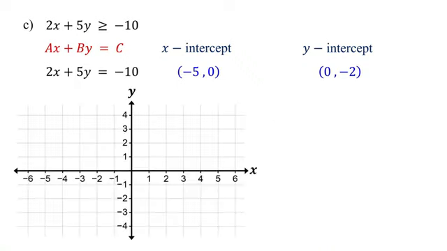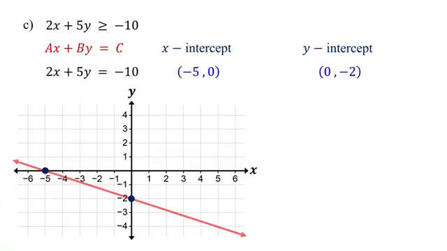Now plot the intercepts on the coordinate plane. The x-intercept at negative 5, 0, and the y-intercept at 0, negative 2. Finally, draw the boundary line that passes through these points. Since the inequality is greater than or equal to, use a solid line. As you've seen so far, no matter the form, graphing inequalities always starts with graphing their related linear equations. So, mastering how to graph linear equations is key. If you need a refresher, check the links in the description.